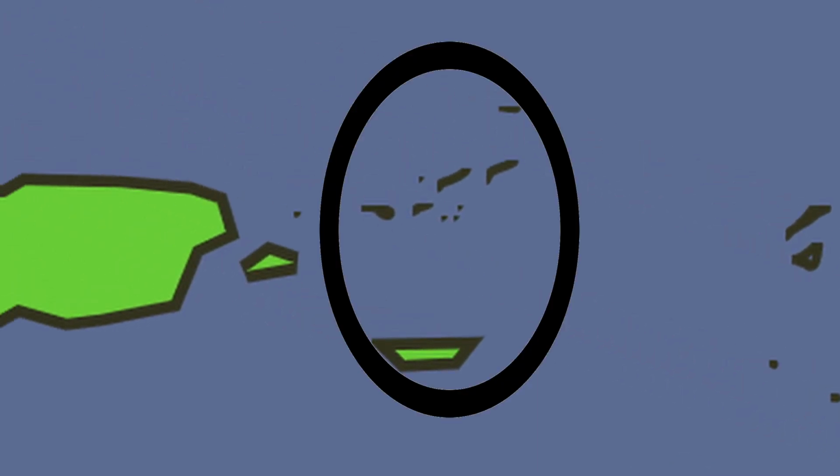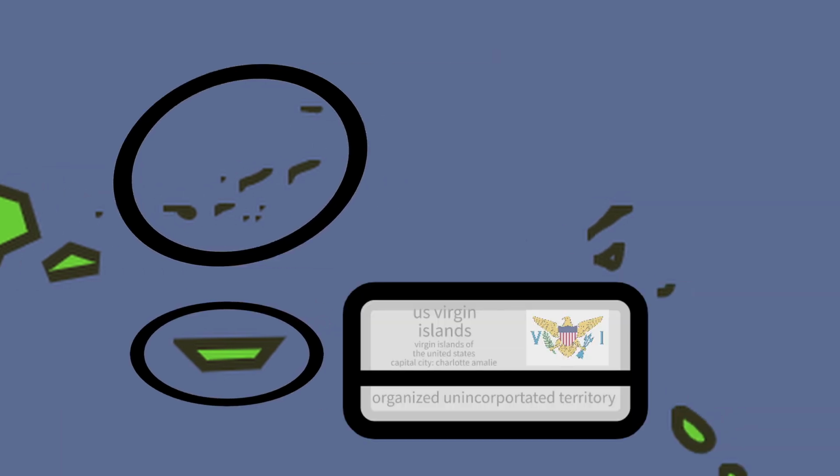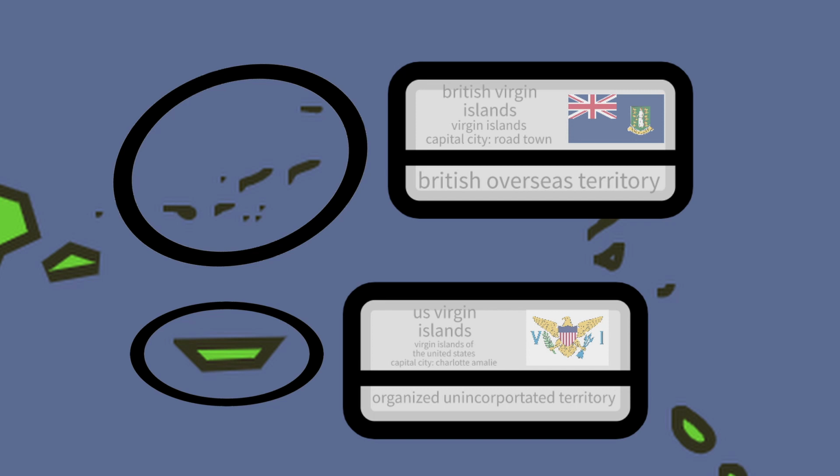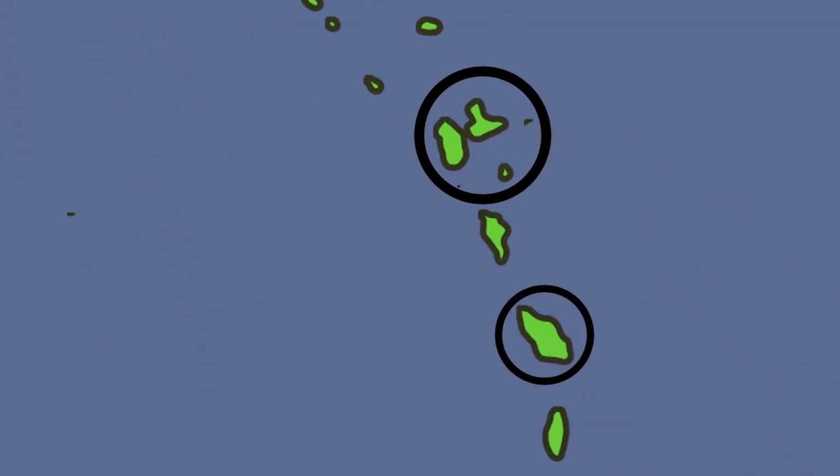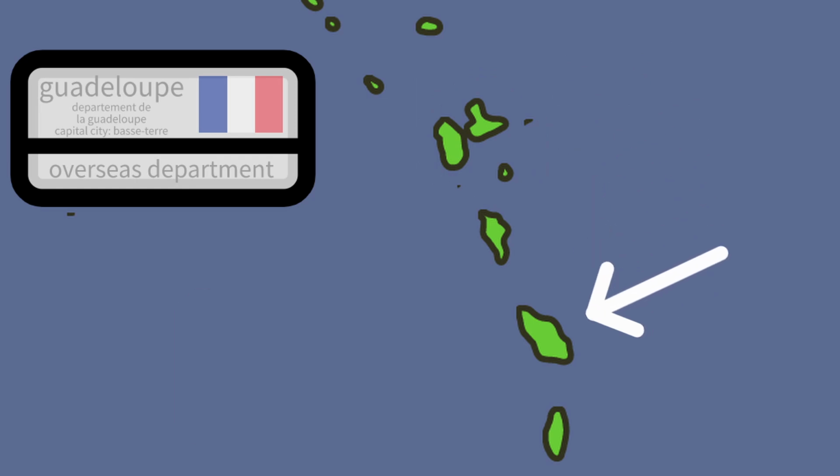Next, just east of Puerto Rico lies the Virgin Islands, except the Virgin Islands aren't a single territory, they are instead divided into two different territories, the US Virgin Islands and the British Virgin Islands, the former being another organized unincorporated territory of the United States, and the latter being of the United Kingdom. You may have noticed that these islands haven't been mentioned yet. These islands are Guadeloupe and this one is called Martinique.